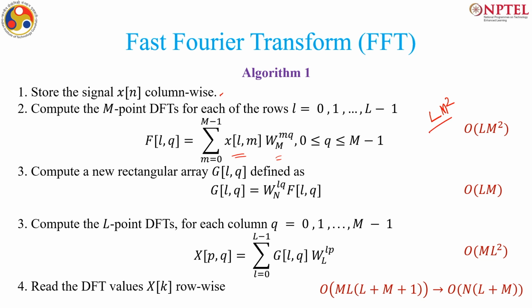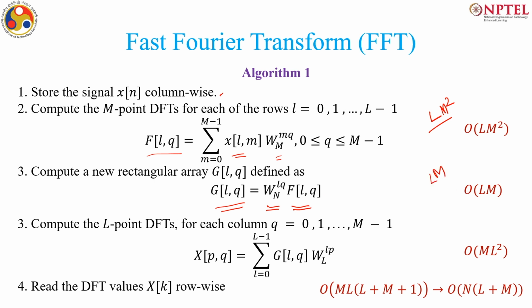Now, this signal which I get, I say this matrix is F of L, Q, and we will multiply it with the twiddle factor W_N^(LQ) to this output F of LQ, and I say this is G of LQ. This is just multiplying two matrices, so it will be a cost of L into M.